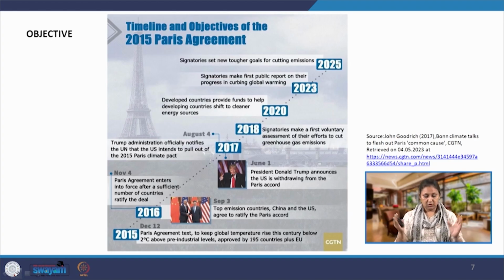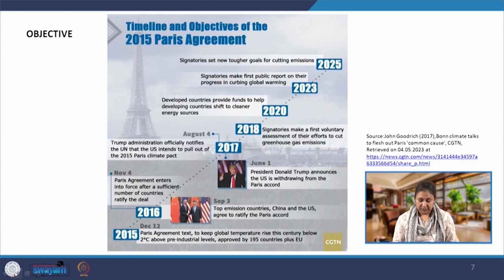So, there was a good number within 1 year of its proposal. So, there was a sufficient number to ratify and to bring this agreement into force, but there was a major blow when in 2017 the US administration, President Donald Trump, announced that the US is withdrawing from the Paris Accord, and it was officially notified to the UN that the US is intending to pull out of the 2015 Paris Agreement.